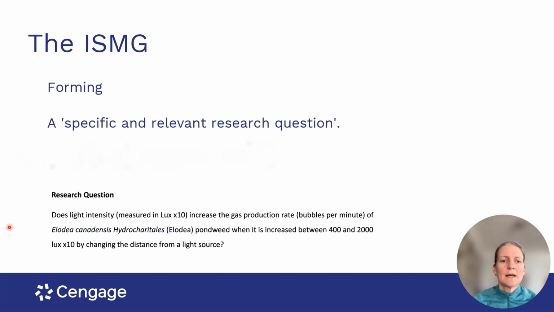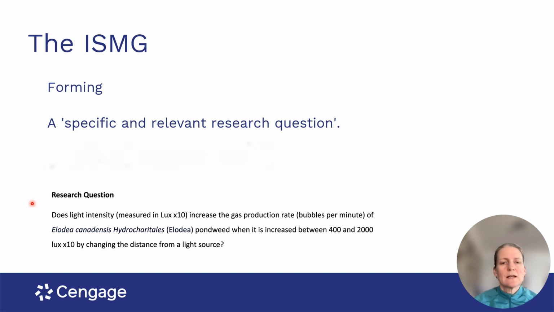And then below that is a research question that has been confirmed as both specific and relevant. And in this example, we can see that for light intensity, the units are provided, and the range of light intensities that are being covered is provided. The dependent variable is gas bubble production and what unit that's being recorded in, and the specific plant species is being named.